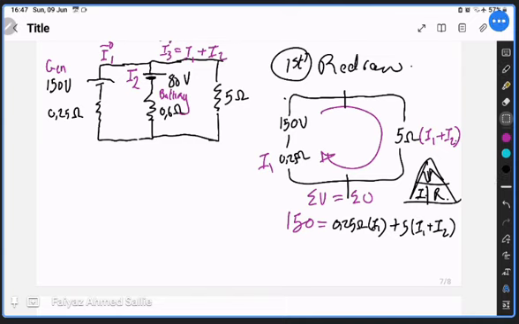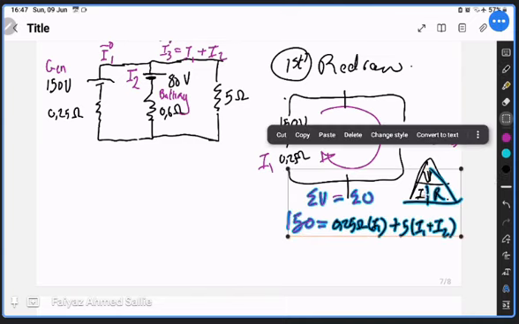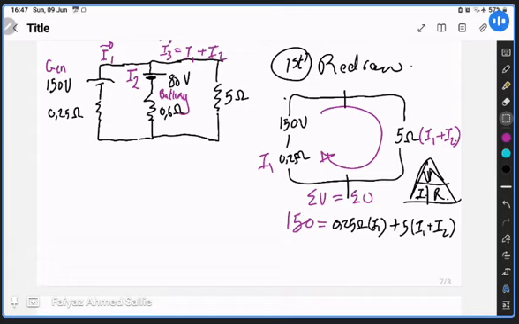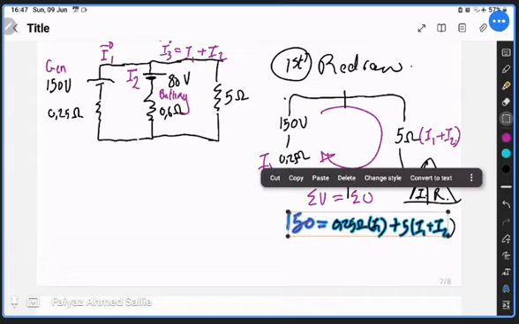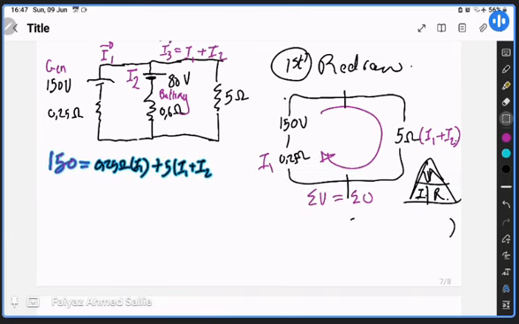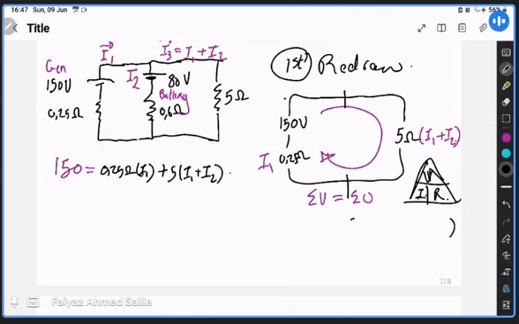Let's crop this out here. Smaller square. This is equation number one. Let's move this on to the next slide.